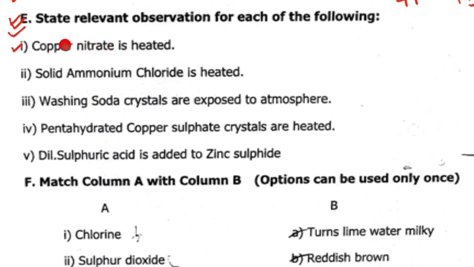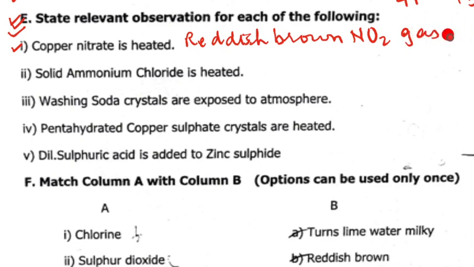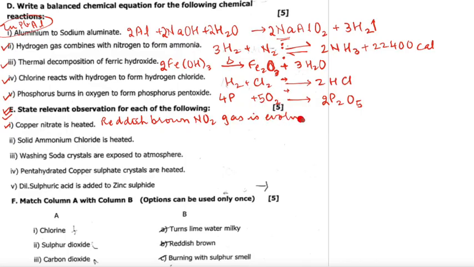Copper nitrate is heated. You will have copper nitrate, which is blue in color. It is going to become CuO, which is black, and it's going to liberate NO2 gas. So we will say reddish brown NO2 gas is evolved, and blue copper nitrate, let me just write the formula straight off, becomes black CuO.